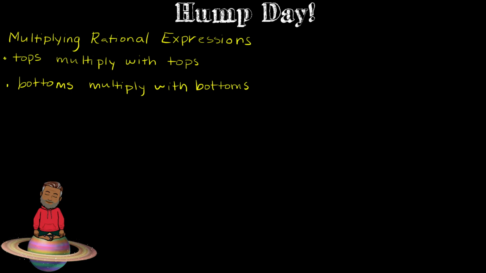For today's installment of Math from Your Couch, we're going to be looking at multiplying rational expressions and dividing rational expressions. So multiplication of rational expressions is fairly straightforward. All you're going to do is multiply the tops together and then multiply the bottoms together.